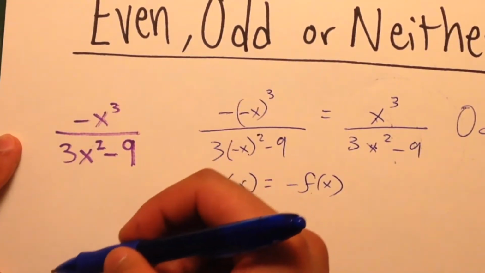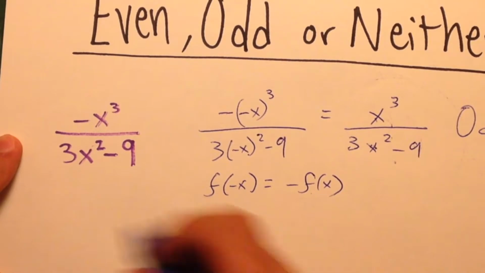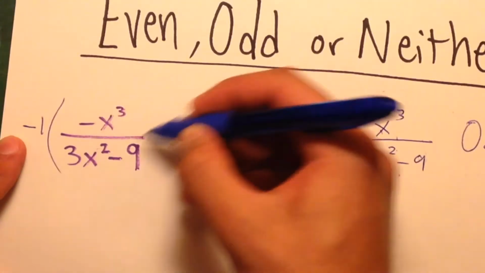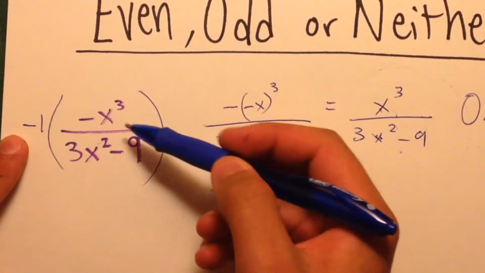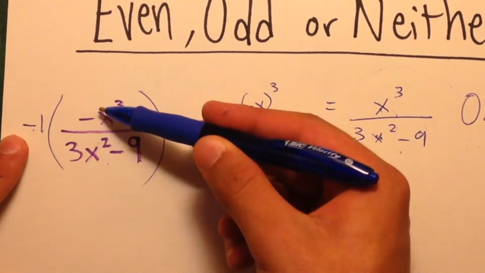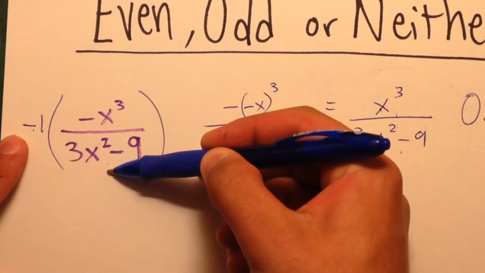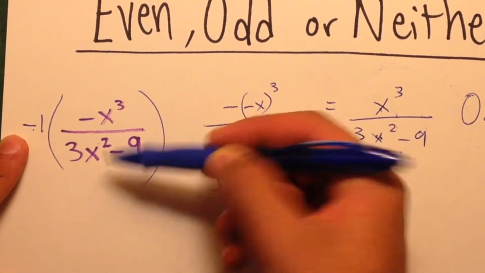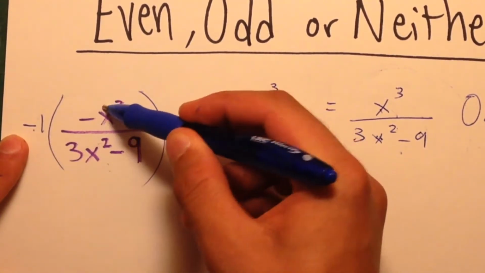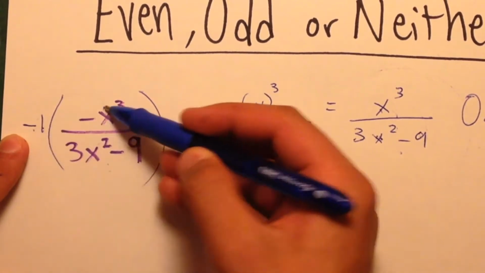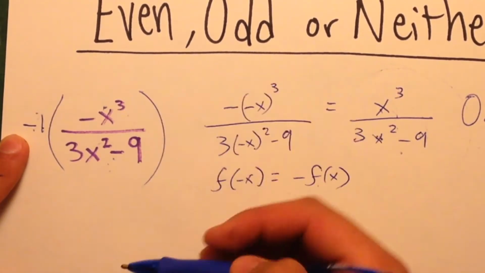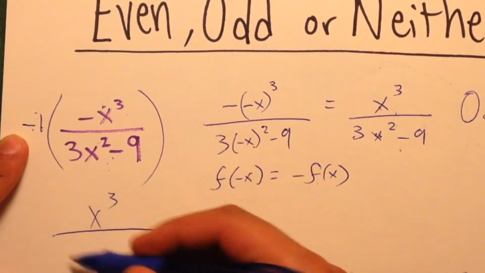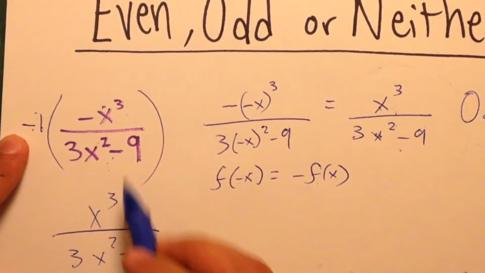If you think of it as a negative f of x, that means you're going to have a negative right here and distribute it, or multiply it. So when you multiply, you just multiply by either the numerator or the denominator. You don't multiply top and bottom. You pick one. So we're just going to pick the top. Negative 1 times negative x cubed is positive x cubed, and the bottom is the same, making it odd.